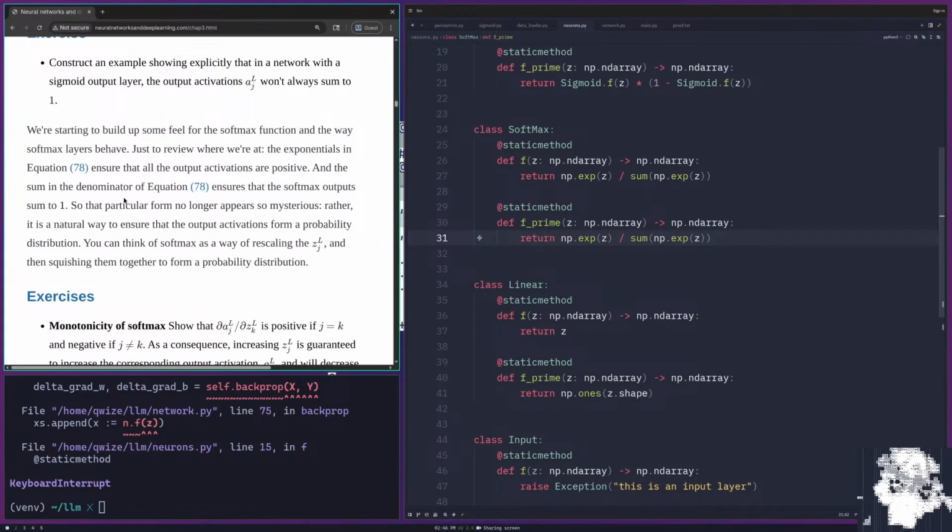We're starting to build up some feel for the Softmax function and the way the Softmax layers behave. Just to review where we're at, the exponentials in equation 78 ensure that all the output activations are positive, and the sum in the denominator of equation 78 ensures that the Softmax outputs sum to 1. So that particular form no longer appears so mysterious. Rather, it is a natural way to ensure that the output activations form a probability distribution. You can think of a softmax as a way of rescaling the ZJs and then squishing them together to form a probability distribution.